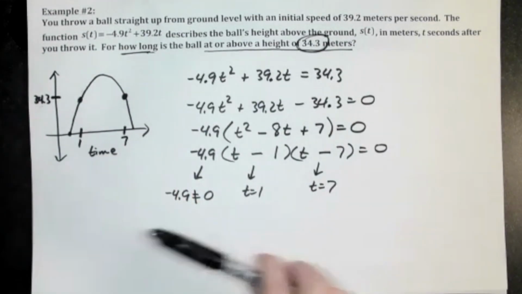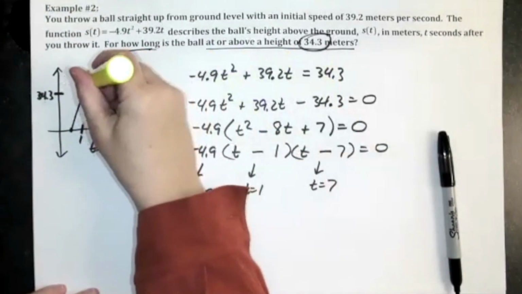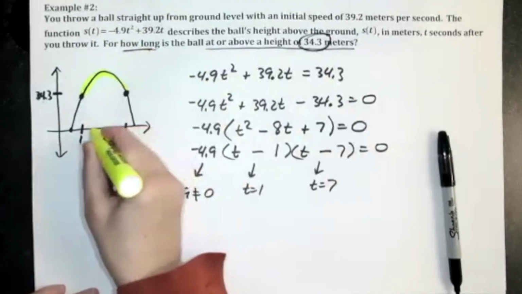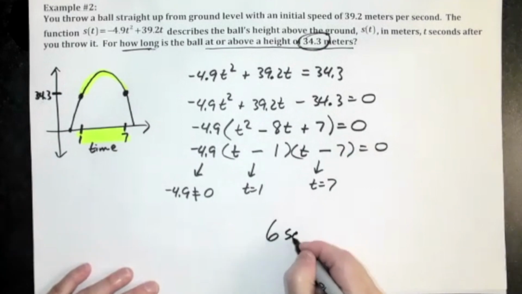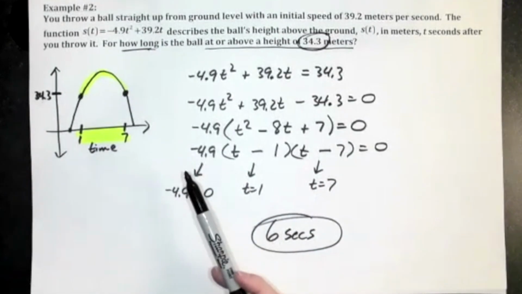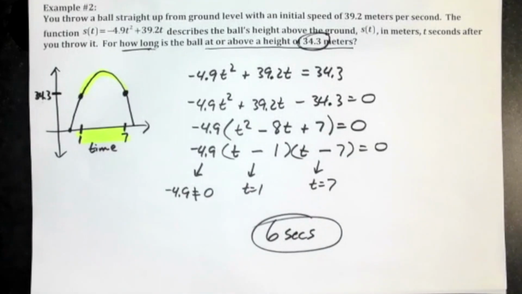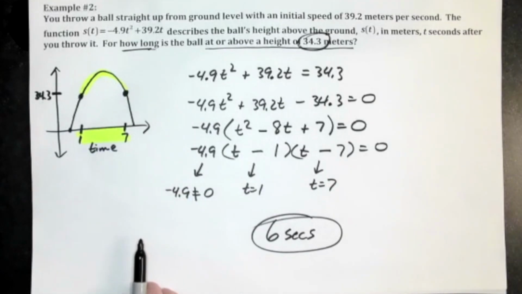So I want to know how long it is at or above. All of this time, which would be everything in between, is what, 6 seconds? Because if we're at 1 second and we go to 7 seconds, it's 6 seconds. So we are at or above that for 6 seconds. Just because you get two numbers, those are not the answers to this particular question. The answer is not t equals 1 second, t equals 7 seconds. You've got to take the actual answer to answer the question. They want to know for how long. So that gap, how long was it in the air? Well, it was in the air for 6 seconds.